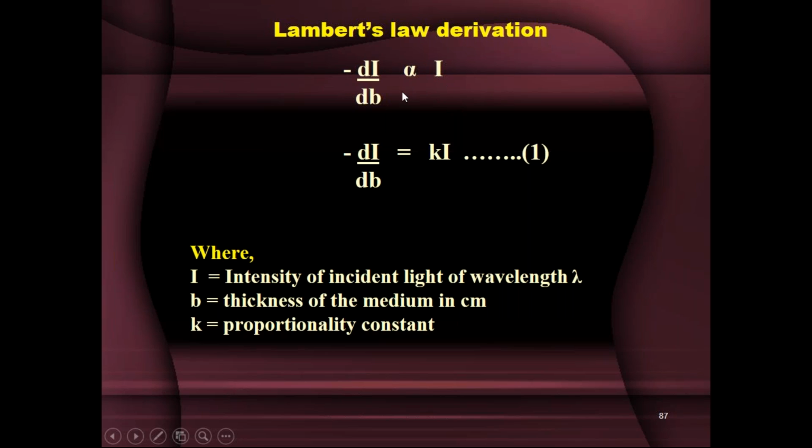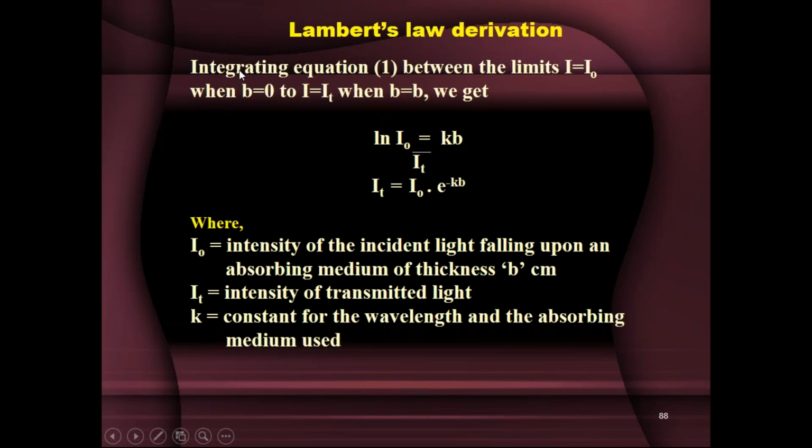Now we'll try to remove this proportionality sign. You have minus dI by db equals kI. So what is k? It's a proportionality constant that you have introduced, so you get rid of the proportional sign. You get minus dI by db equals kI. What is I? It's the intensity of incident light of wavelength lambda. What is b? It's the thickness of the medium in centimeters. And k, of course, is the proportionality constant.